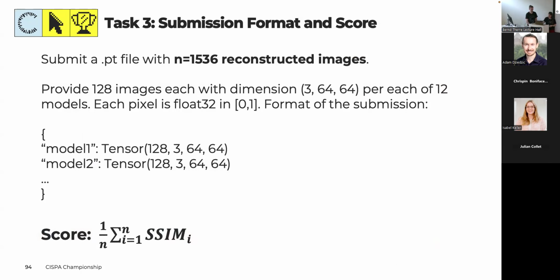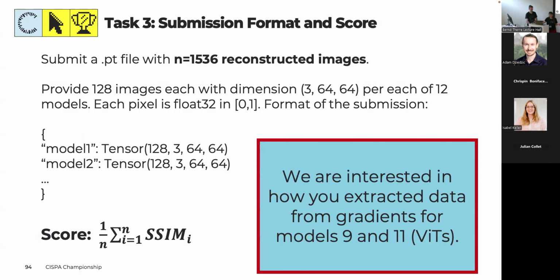And while you're giving the presentation, what we are most curious about actually is how you extracted the data for the gradients, especially for the models 9 and 11, which are the vision transformers, where in the original papers that are out there, people mainly focused on CNNs and MLP layers. So with that, we're extremely happy now to see how you solve the tasks.